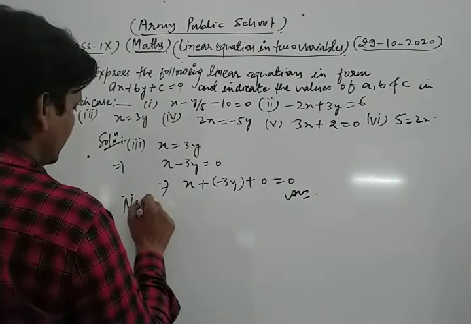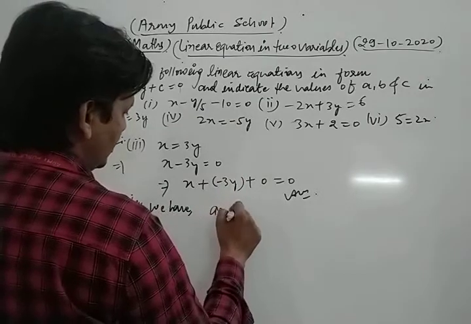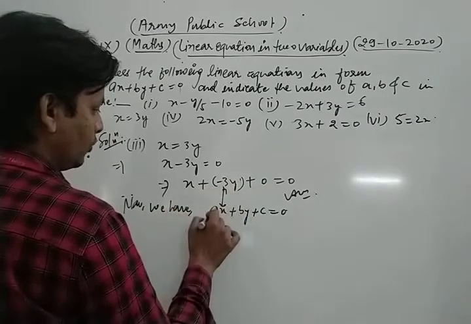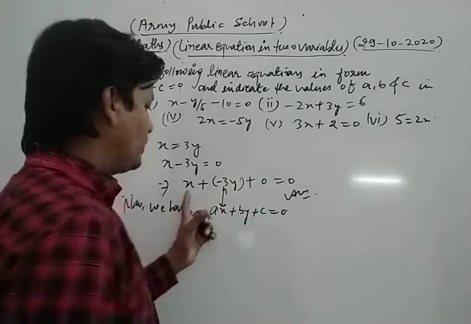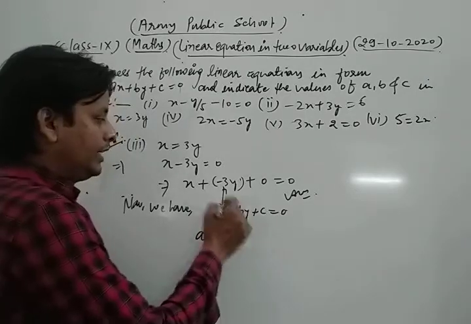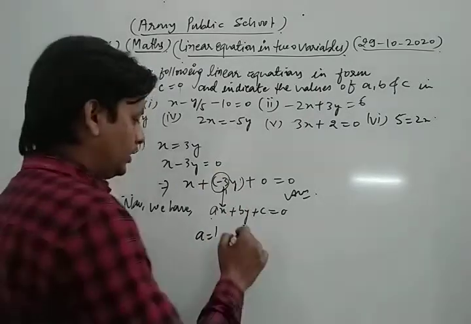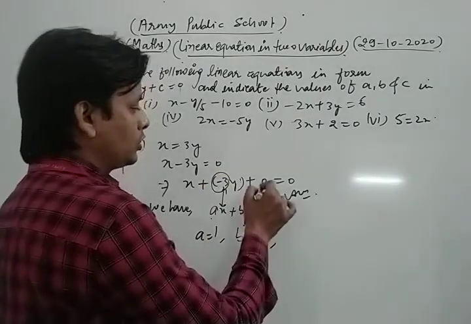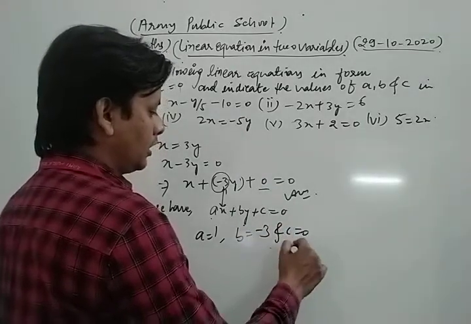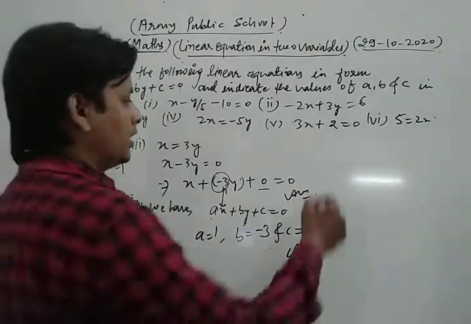Now the general form of the equation is ax plus by plus c is equal to 0. On comparing between them, we get a is equal to the coefficient of x, which is 1. So the value of a is 1. Here b is the coefficient of y, which is minus 3, so b is equal to minus 3. And the constant term is 0, so the value of c is 0. So this is our final answer. Okay, so this is the process. Now we take the next part.